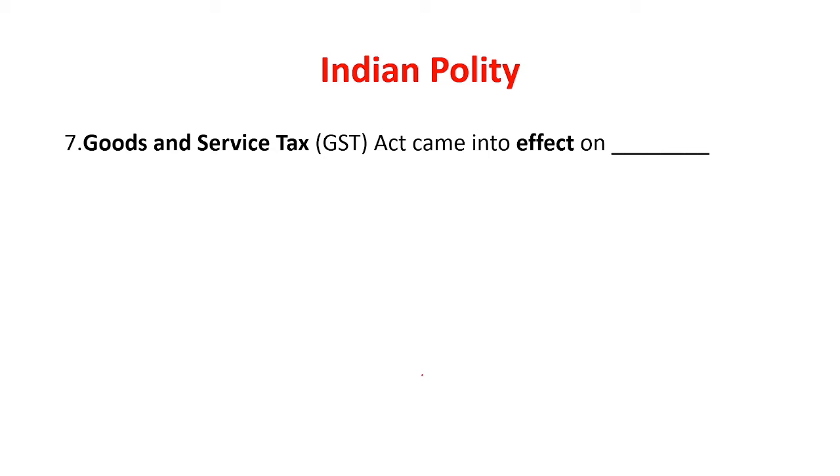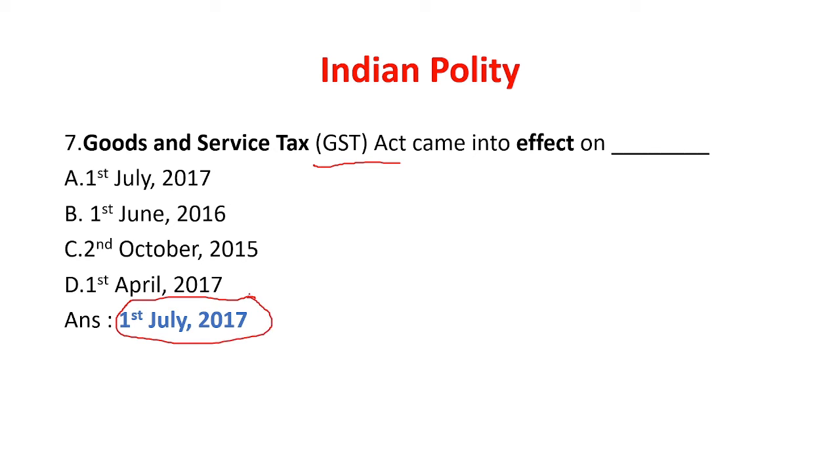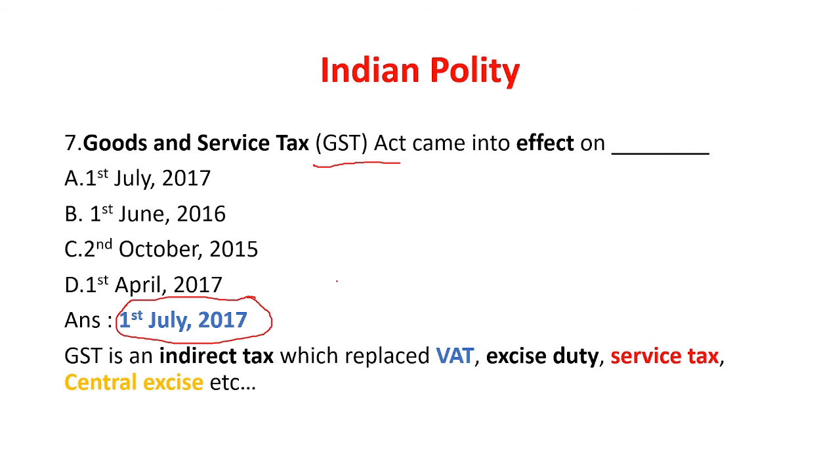Goods and Service Tax came into effect on... So, Goods and Service Tax is nothing but GST. We all know this one. It came into effect on 1st July 2017, 1st June 2006, 2nd October 2015, or 1st April 2017. It came into effect on 1st July 2017. This date is important. So this GST is an indirect tax.